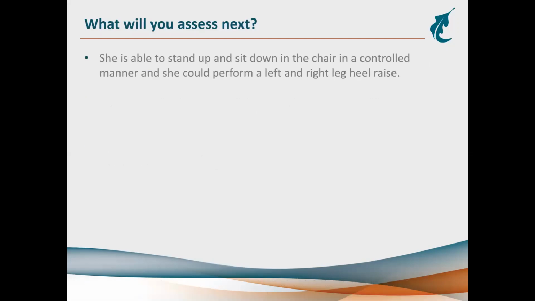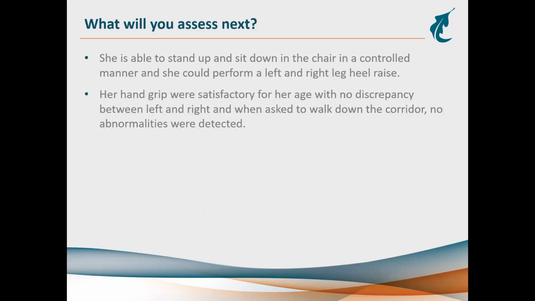So the next step would be to assess whether she has any neurological deficits. The patient is able to stand up and sit down in the chair in a controlled manner, and she could perform left and right heel raise. When you look at the other information on her neurological screening, her hand grip was satisfactory on both sides. There's no discrepancy, and she could walk.